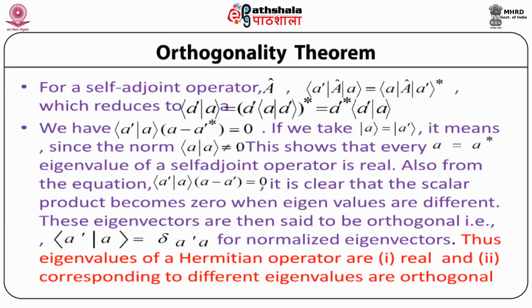These eigenvectors are then said to be orthogonal, that is, ⟨A'|A⟩ = δ_A'A for normalized eigenvectors, where δ_A'A is equal to 1 if A' is equal to A and is equal to 0 if A' is not equal to A. Thus, eigenvalues of a Hermitian operator are 1, real, and 2, corresponding to different eigenvalues are orthogonal.